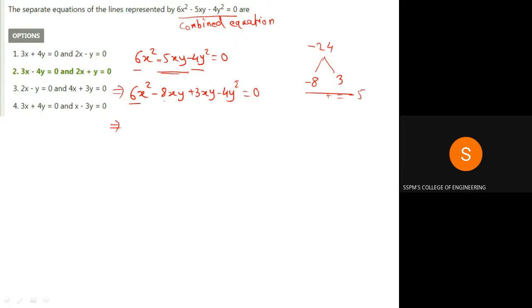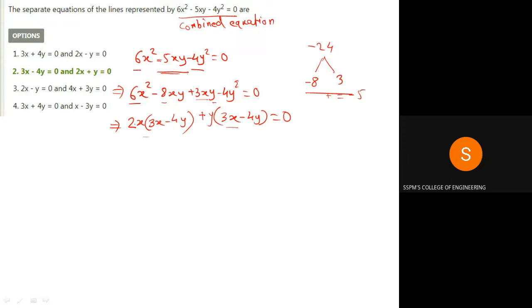Now with 6 and 8 here, we can take 2 as common, and x. Here it is x square and here also an x is present. So we can take out 2x common. What is remaining inside the bracket? It is 3x minus 4y. Okay, 3x minus 4y remains inside the bracket. Also, now we will write this bracket again: 3x minus 4y is equal to 0. So here you can see 3x, 3x. What is outside the bracket? It is y, so 2x plus y.